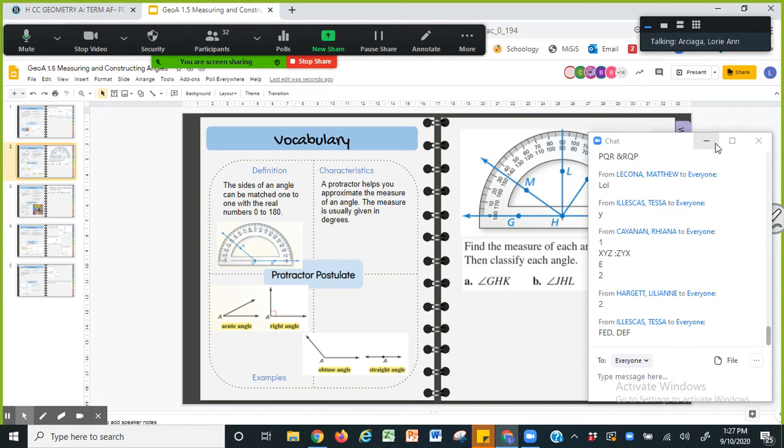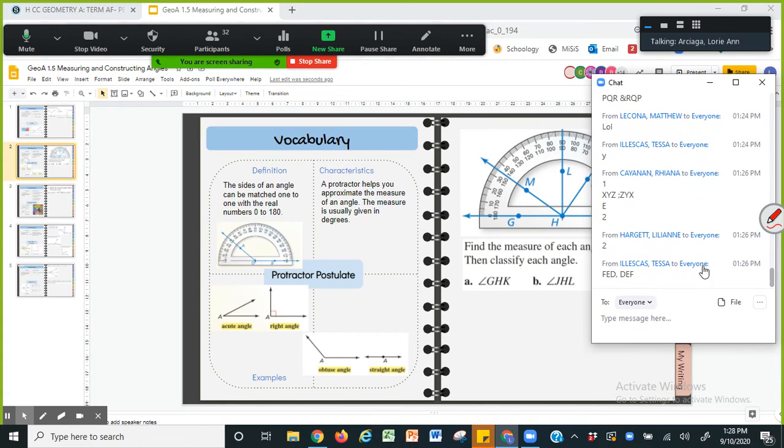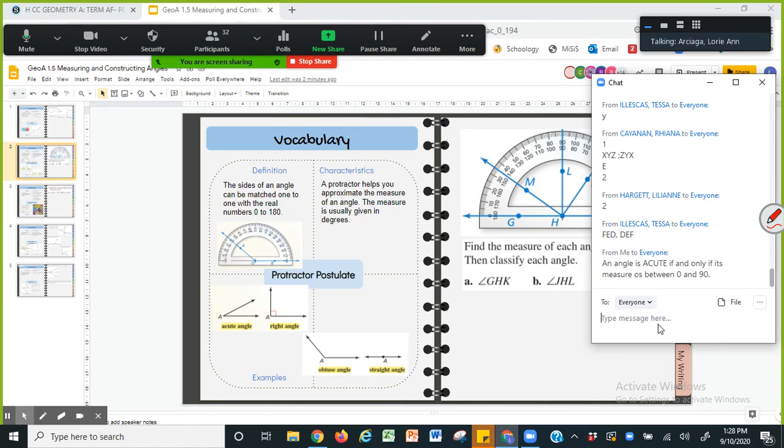So I'm going to write one as an example. So let's say I want to define acute angle. So an angle is acute if and only if its measure is between 0 and 90. So between 0 and 90, not including 0, not including 90. Okay, so that's a model for you. I'm sure you've heard those types of angles in middle school, but now we're going to define them using the biconditional statement. Go for it. Type in the chat.